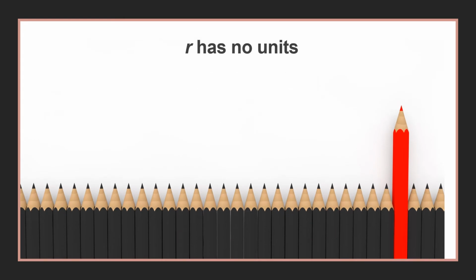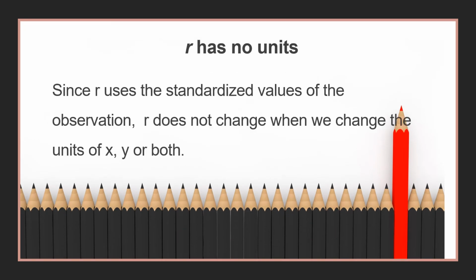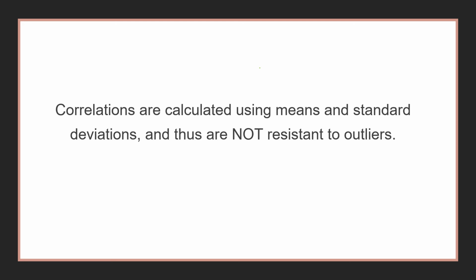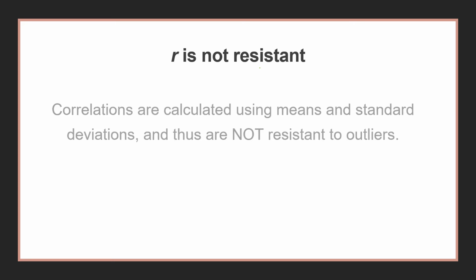The coefficient r has no units, since r is a standardized value of the observations, so it will not change when we change the units for x and y. Correlations are calculated using means and standard deviations, so the coefficient r is not resistant to outliers.